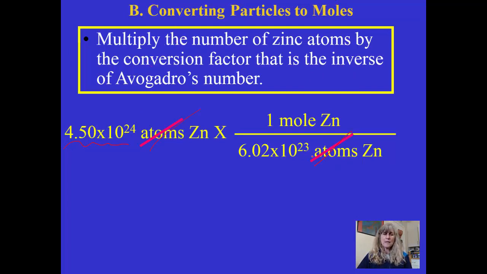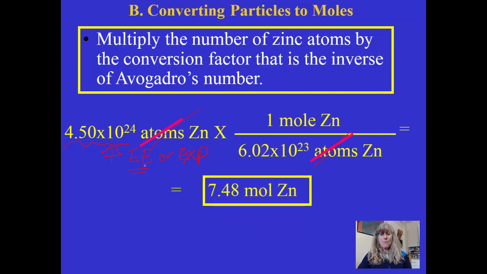Do you also remember how to plug exponential notation into your calculators? We use a lot of scientific notation. So remember to look for the EE button or EXP button, maybe a second function comma, or you'll see an EXP near the bottom. Make sure you know how to use your calculator. So 4.5 times 10 to the 24th divided by Avogadro's number gives us 7.48 moles. Again, look at the question, 3 sig figs, 3 sig figs in the answer.